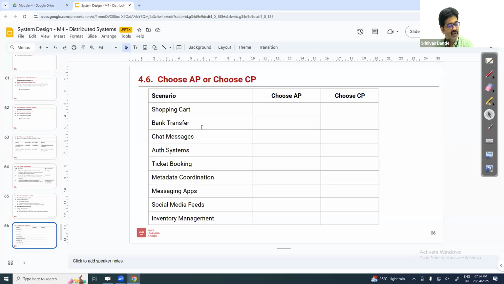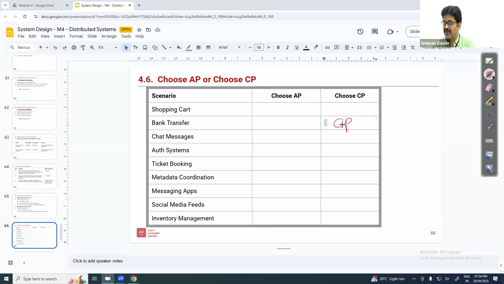Bank transfer. Very good, this is right. All of you have written correctly. Bank means consistency mandatory. Chat messages, very good, all written correctly, AP. Authentication systems. Very good, but this I am not selecting. Auth systems are definitely CP, not this.